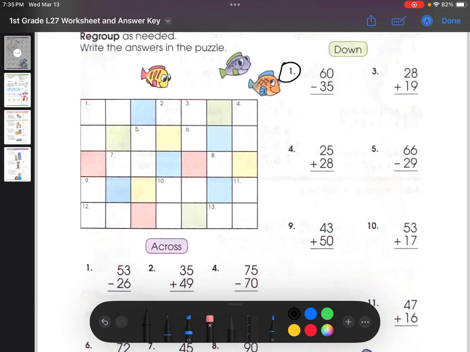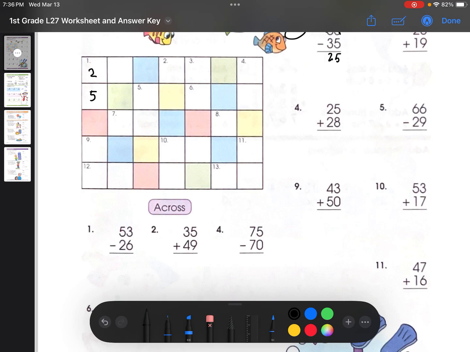60 minus 35. So we learned regrouping a few weeks ago. 0 minus 5 you cannot do. So you take a 10 from the 6 and make it 50 from the 60, and then you add it to the 0. So it becomes 10. 10 minus 5 is 5. And then we do the tens place. 5 minus 3 is 2. So the answer is 25. So now we'll write it in the 1 down section. 25.